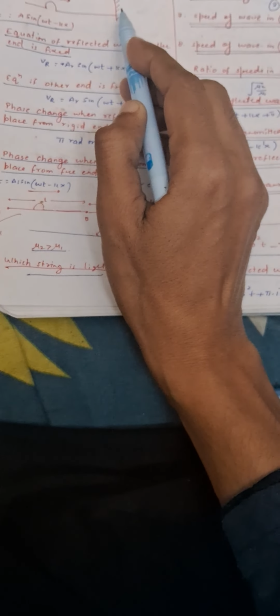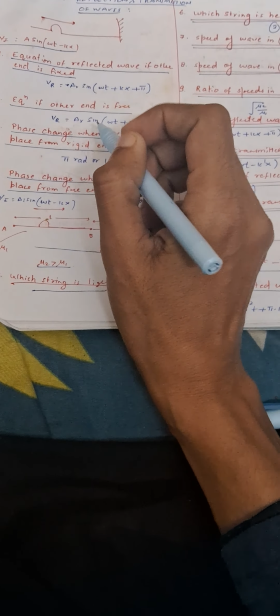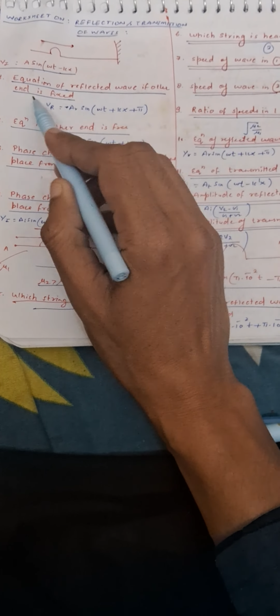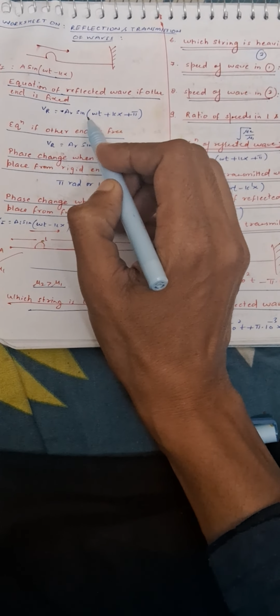Suppose a wave pulse is created in a string and this is the rigid wall. The equation of the incident wave is given as A sin(ωt − kx). The first question is the equation of the reflected wave if the other end is fixed. If the other end is fixed, the phase will change by π, so the reflected wave will be A_R sin(ωt + kx + π).